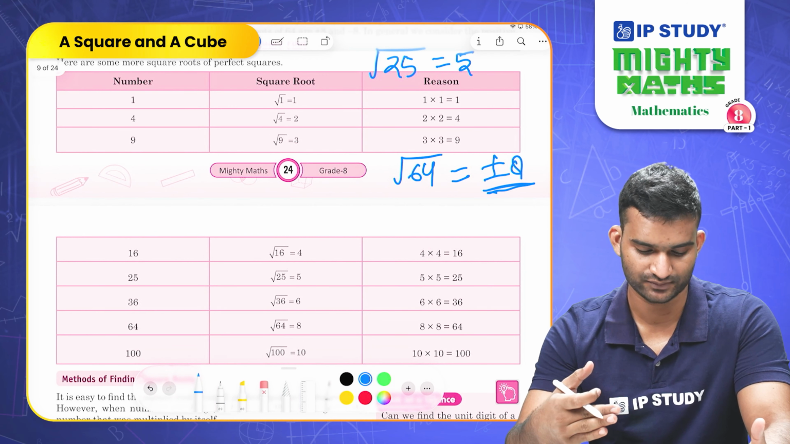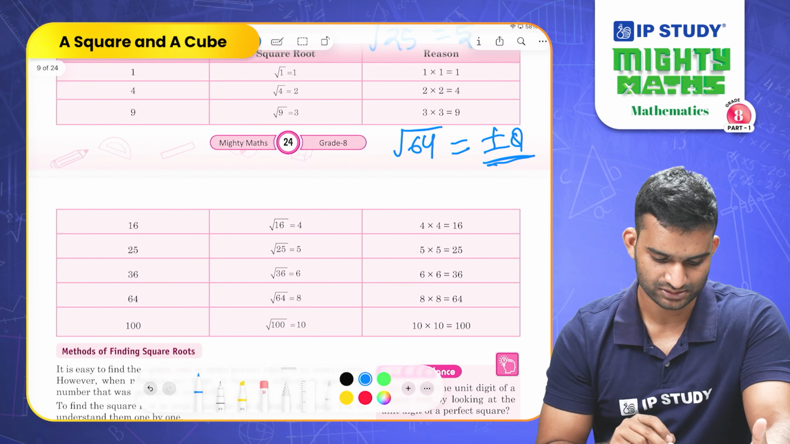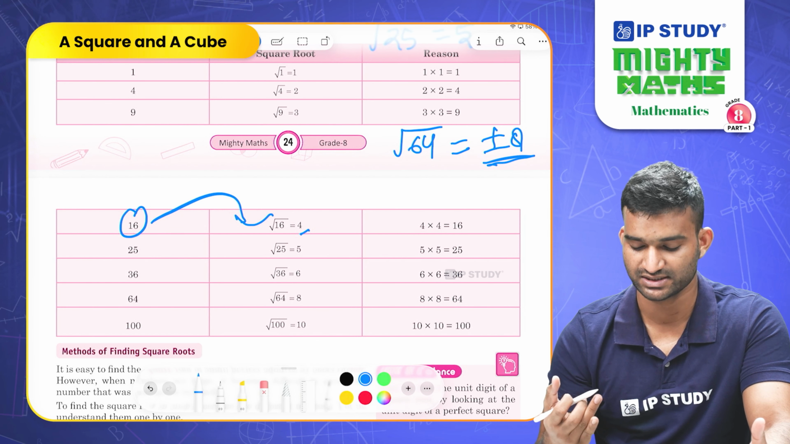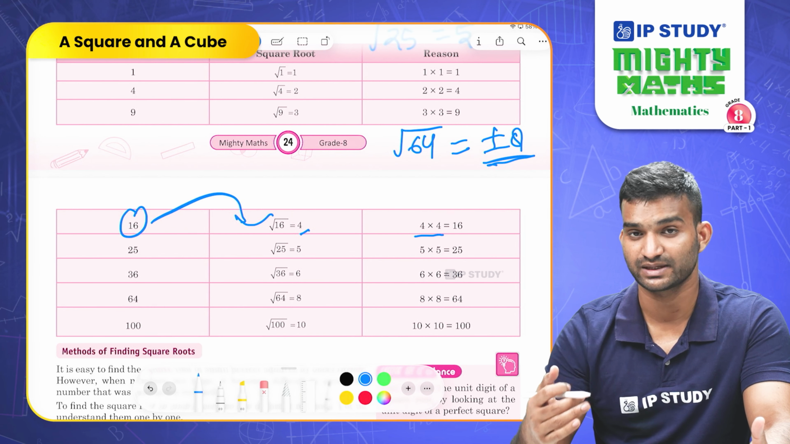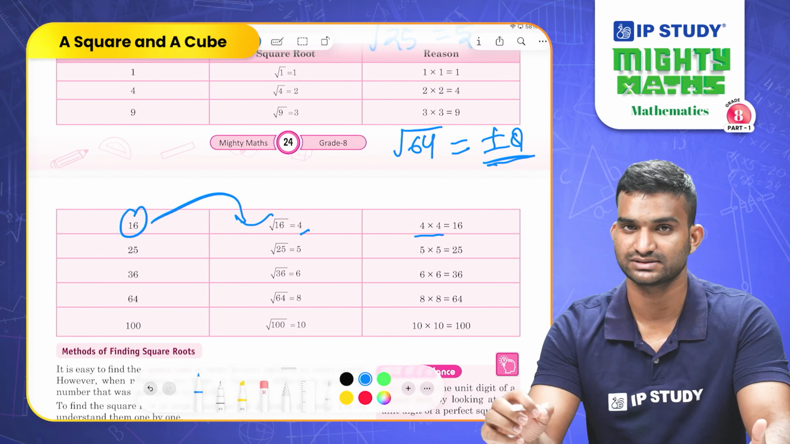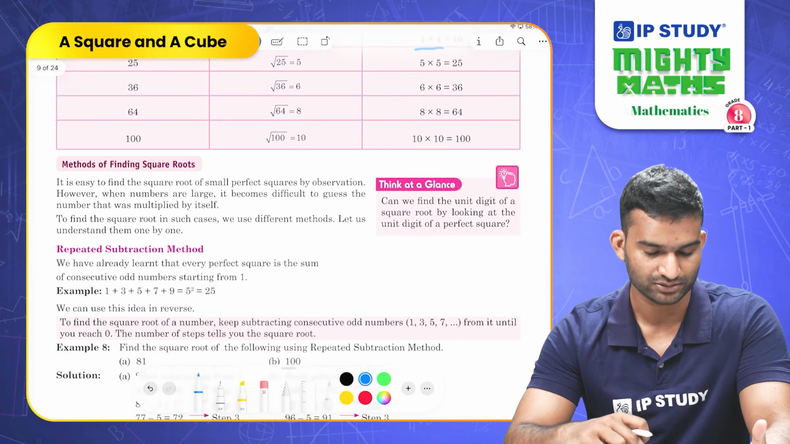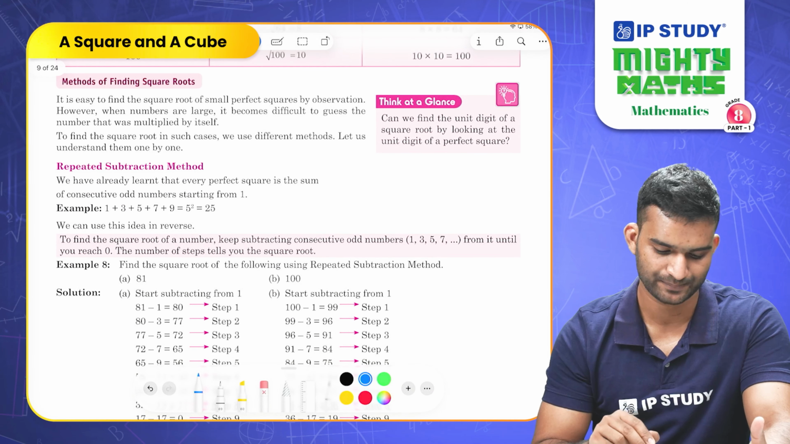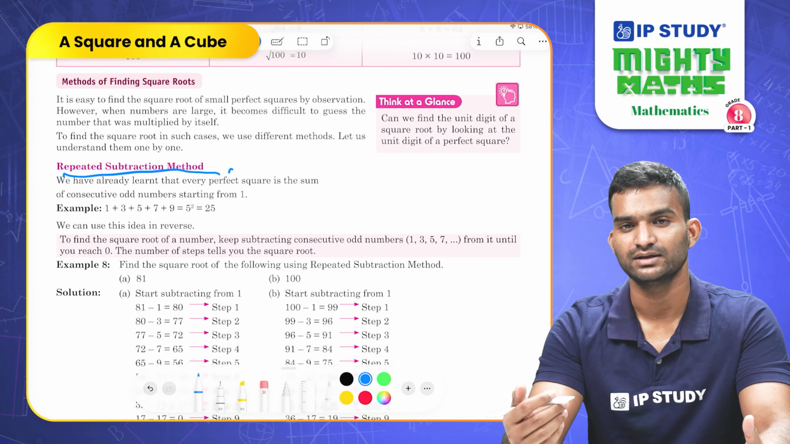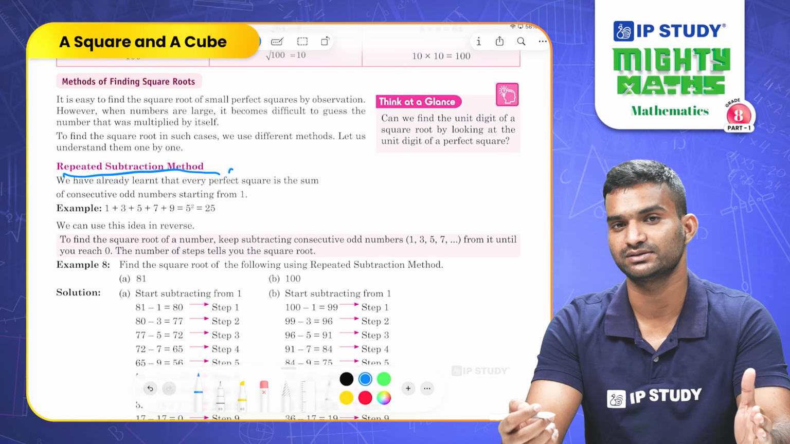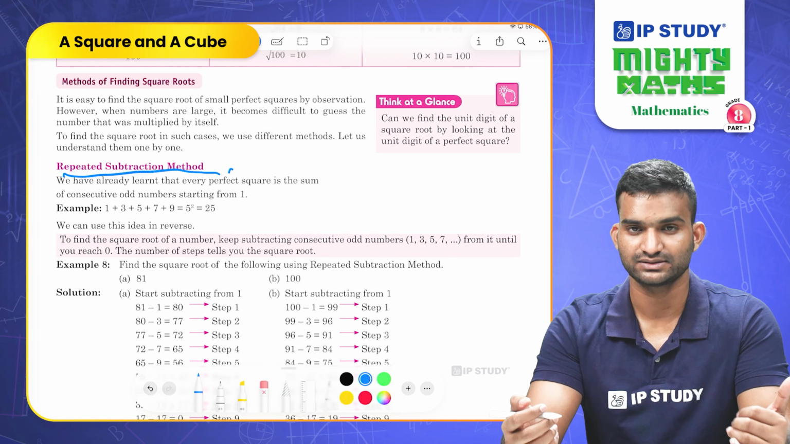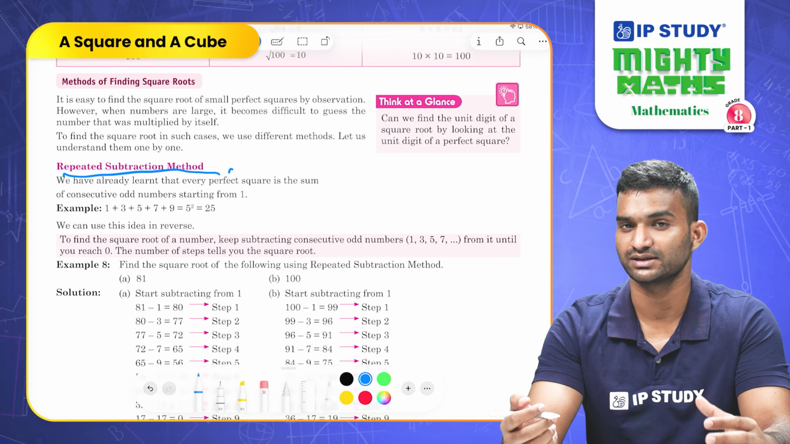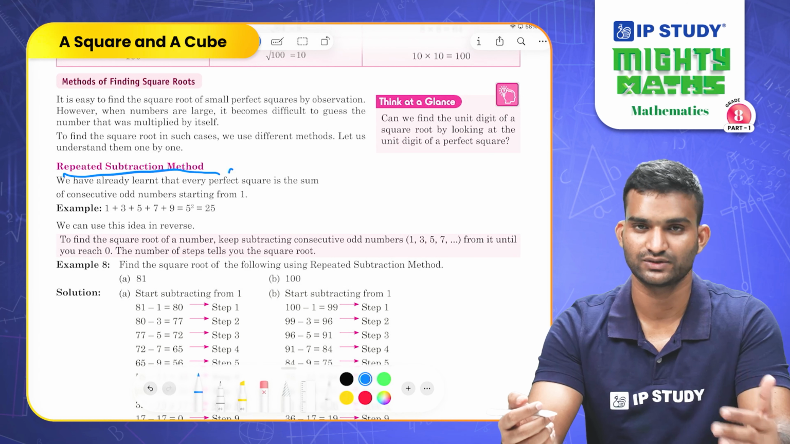So let's take some numbers and find their square roots. Let's take the number 16. What is its square root? Its square root is 4. And how do we get this square root? We just look for the number that is multiplied by itself, and that number is the square root of the given number. There are different methods to find the square root of a number. Our first method is the repeated subtraction method. In this method, we subtract consecutive odd numbers until we get 0. The number of steps we take in this process will be the square root of the number.